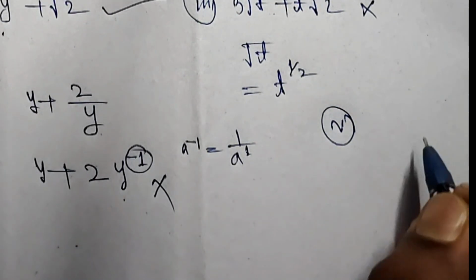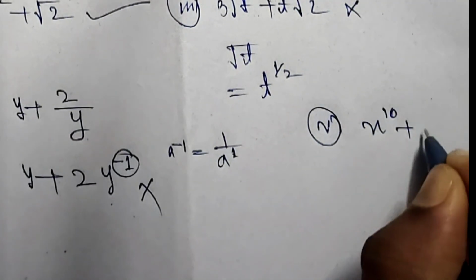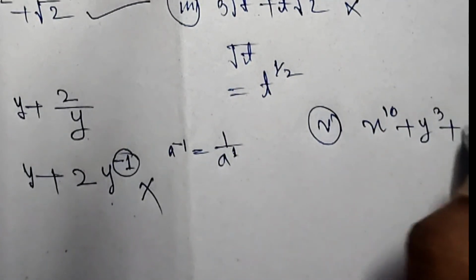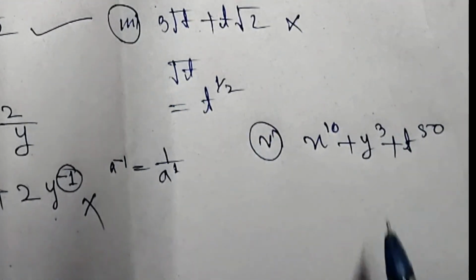I have written everything in one place; you can note it down systematically. x to the power 10 plus y cube plus t to the power 50, so this is a polynomial.